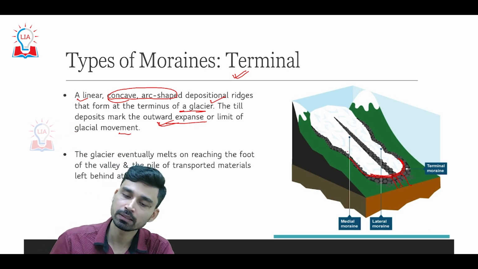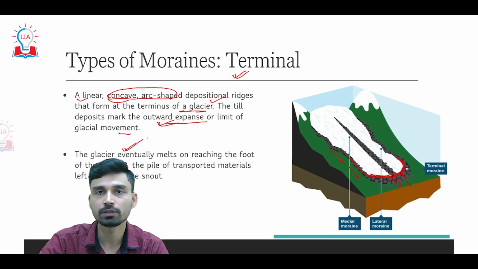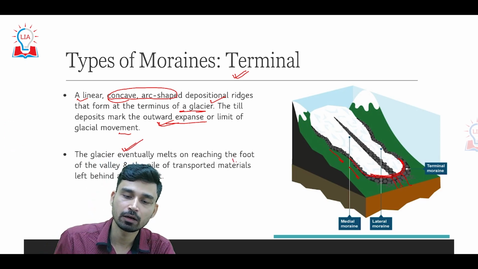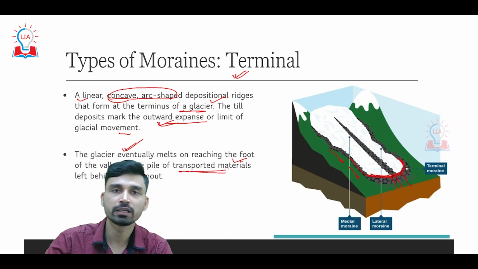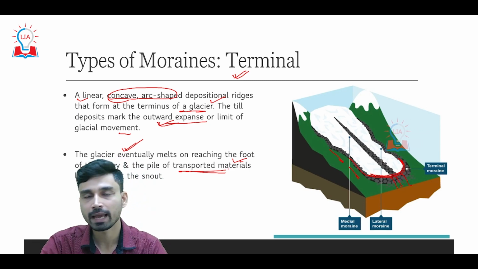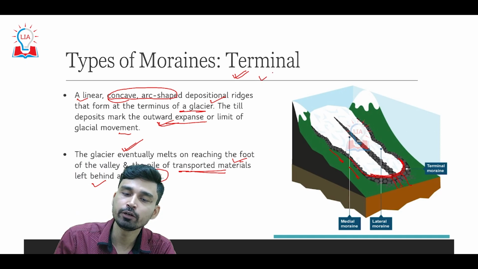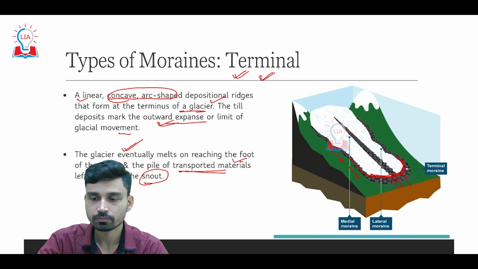So basically what happens is, as the glacier flows in the downward direction, eventually due to the rise in temperature, the ice of the glacier melts, and on reaching the foot of the valley, whatever transported materials, the pile of transported materials that the glacier has been carrying along with itself, now obviously since it has melted, it cannot carry along further, and thus they are left behind at the snout, leading to the formation of terminal moraines.